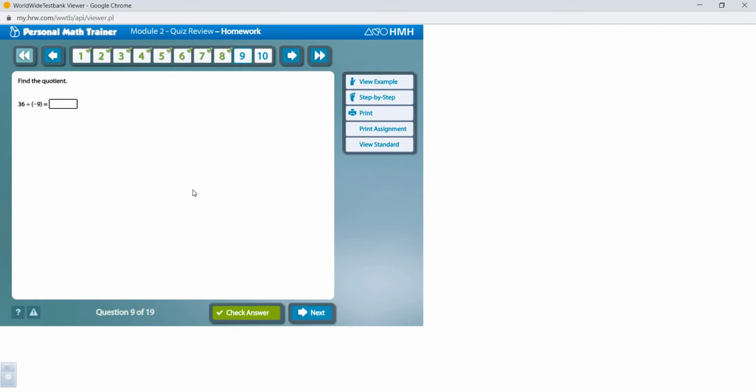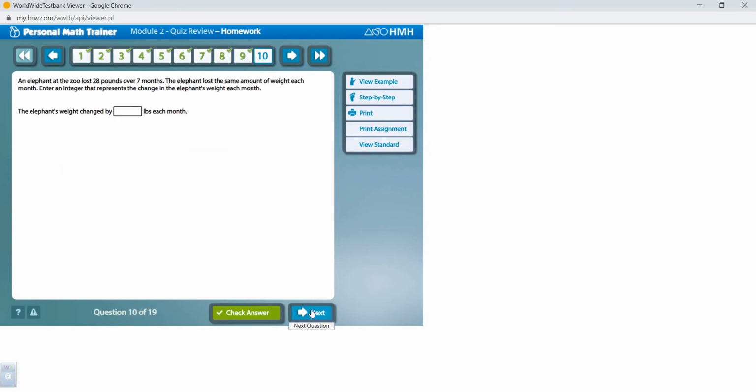I'm liking these green check marks up here. All right, a positive divided by a negative is a negative, right? A positive divided by a negative is a negative, and 36 divided by negative 9 is negative 4. All right, an elephant at the zoo lost 28 pounds over 7 months.